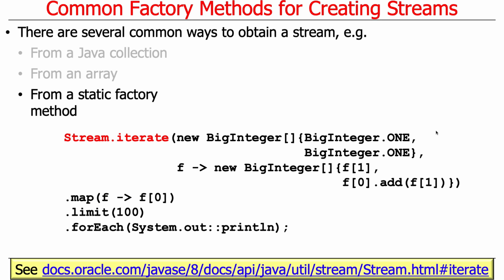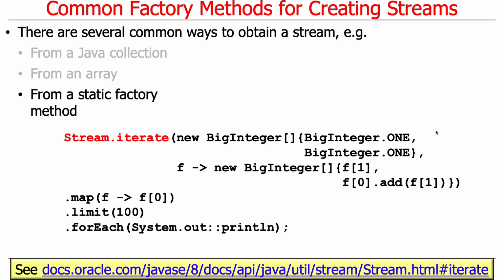There are even more interesting ways to create streams. This is a really fun one. This is a method called iterate, which is, as you can see, also a method on the Stream interface. And so you can use iterate to basically create an infinitely sized stream.